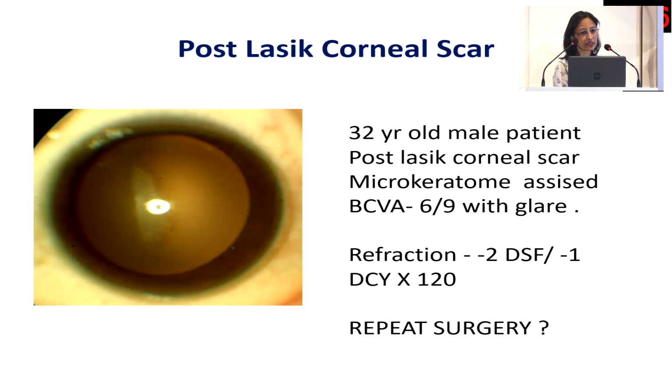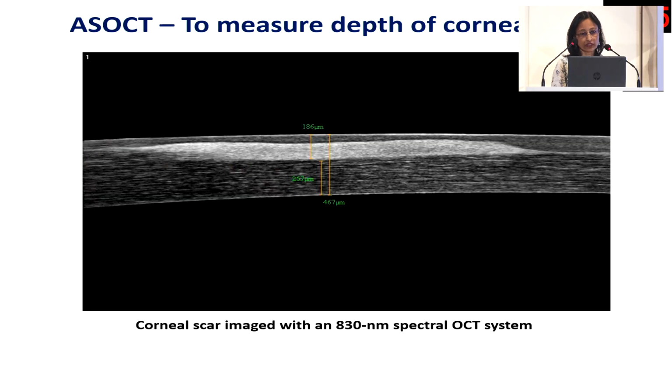For example, this is a case, he was a 32-year-old male patient who had undergone LASIK surgery somewhere else, and the patient had paracentral scar. There was a lot of glare, and the refraction was -2, spherical with -1 cylinder, and the patient wanted repeat surgery, but the previous records were not available. We did AIOS-OCT to see the depth of the scar, and you can see that the scar is involving almost the whole thickness of the flap.